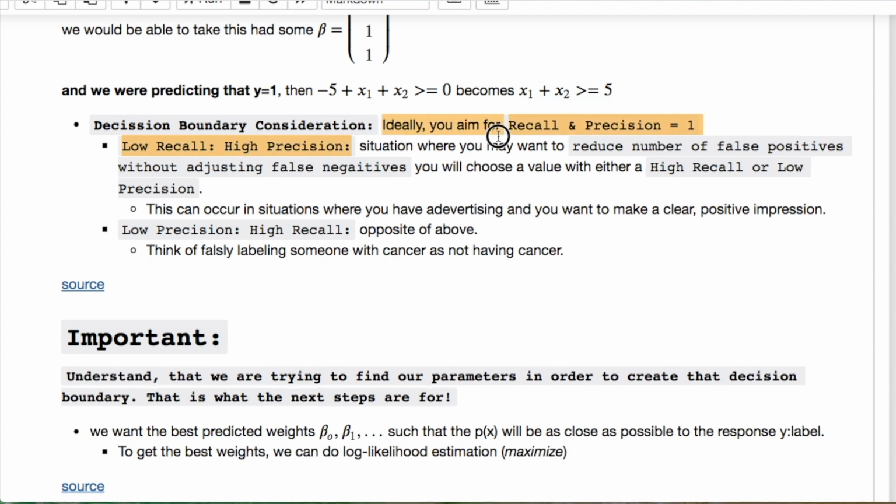Ideally, you would want to aim for your recall and precision to be 1. If you had low recall and high precision, you would have a situation where you would want to reduce the number of false positives without adjusting false negatives. You will choose a value which will either retrieve a high recall or a low precision. This would occur in situations where you would have, for instance, advertising. You would want to make it clear and have a positive impression on the viewer. If you were in a situation with low precision, high recall, think of falsely labeling someone with cancer as not having cancer.